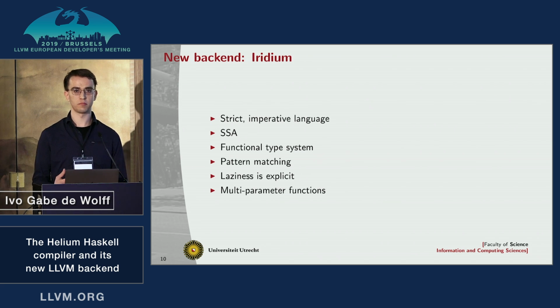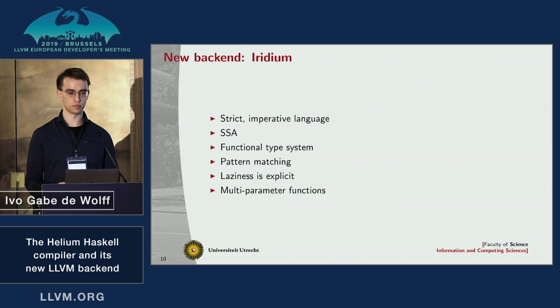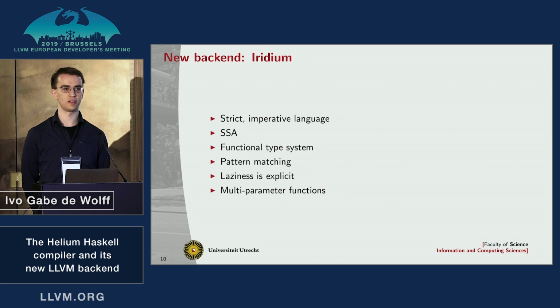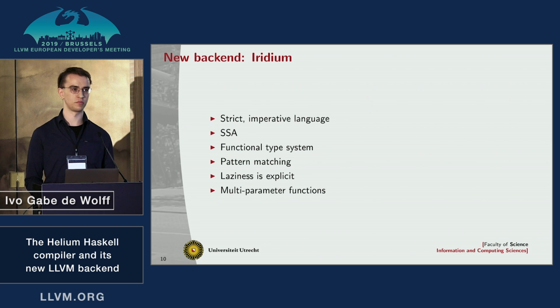So Iridium is a strict imperative language. It does support laziness, but laziness is made explicit. We have SSA, and the control flow is similar to that of LLVM. So in fact, we could have been using MLIR. We have a functional type system, where functional means that it originates from a functional language, not that it works. We have pattern matching and some other high-level features. And we do support multi-parameter functions. So in Haskell, each function has only one argument, but we do support multi-parameter functions here for performance.